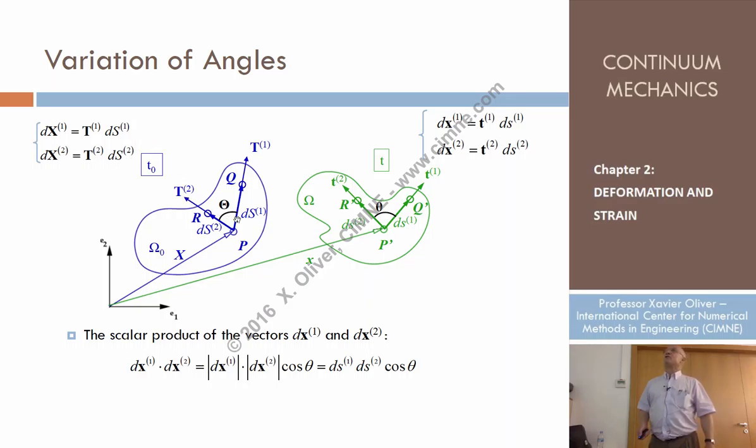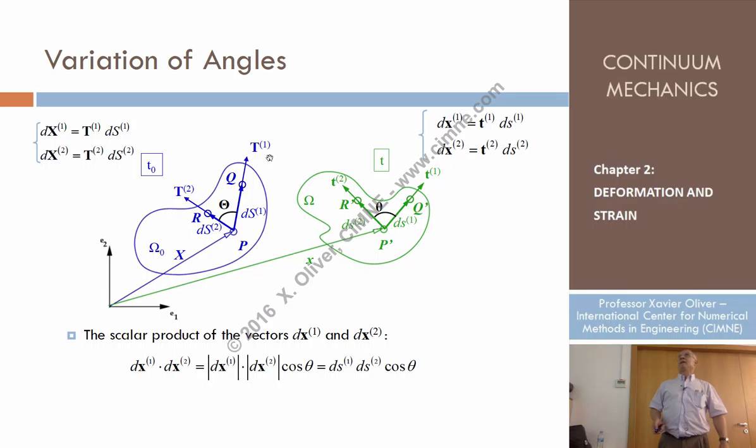Now, our concern is the following. Let's consider a particle, okay? And around this particle, in the infinitesimal neighborhood, we consider two other particles. The particle P is the original one, and then we consider the particle Q and the particle R, both in the infinitesimal neighborhood of P. Okay, they have specific orientations.